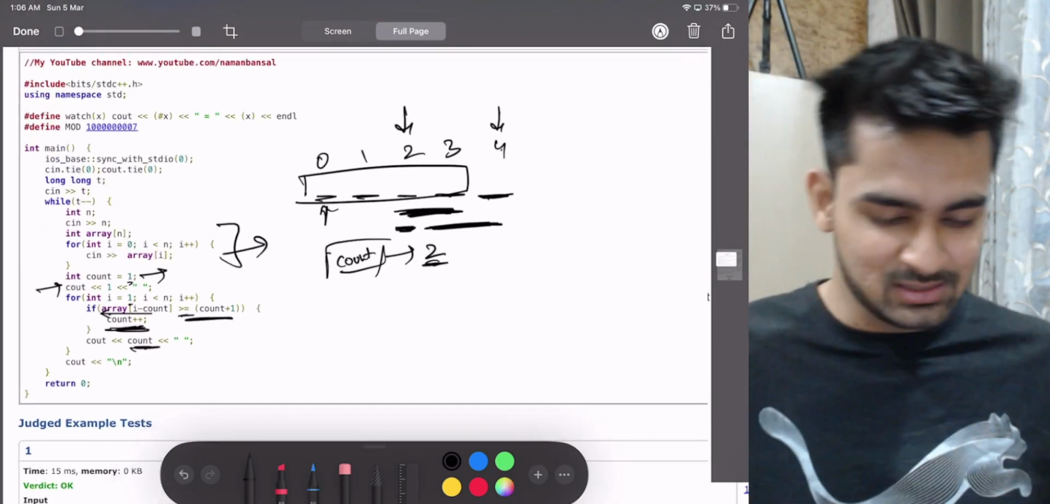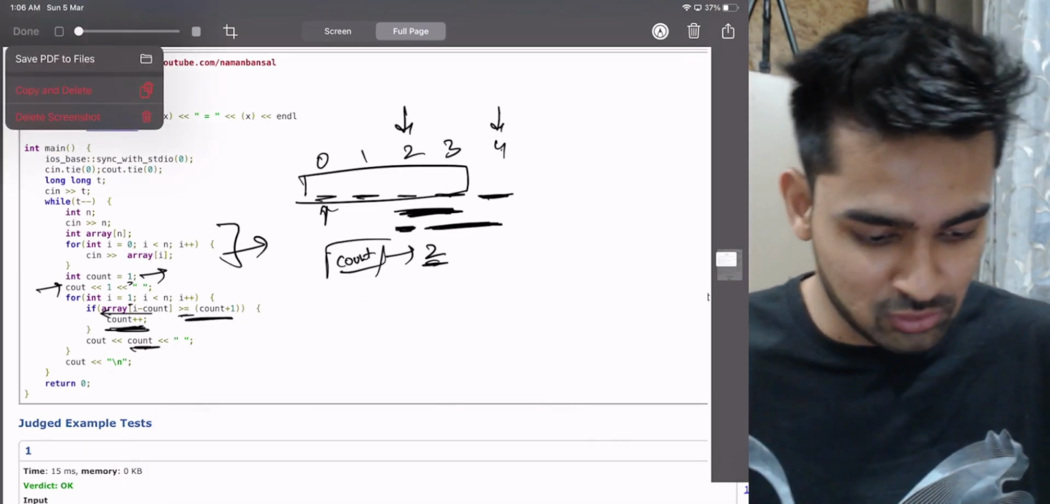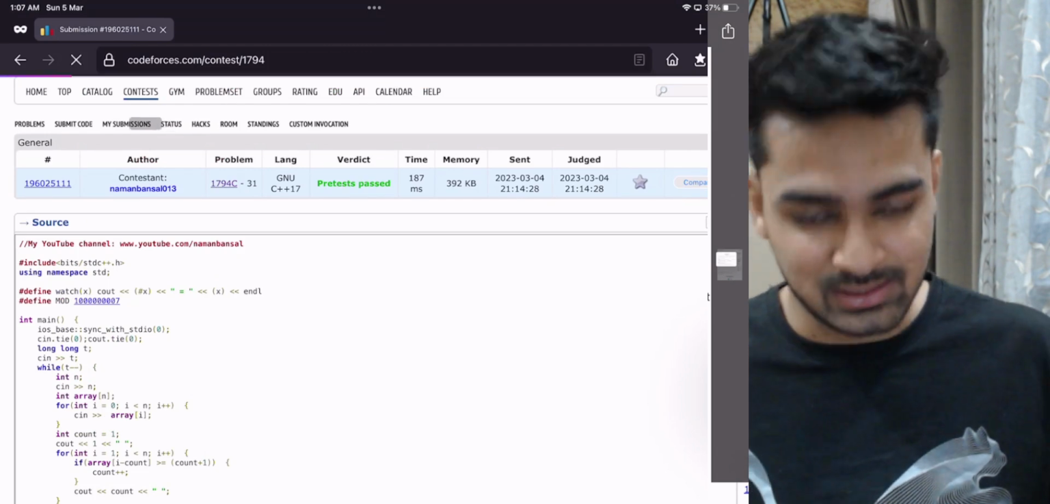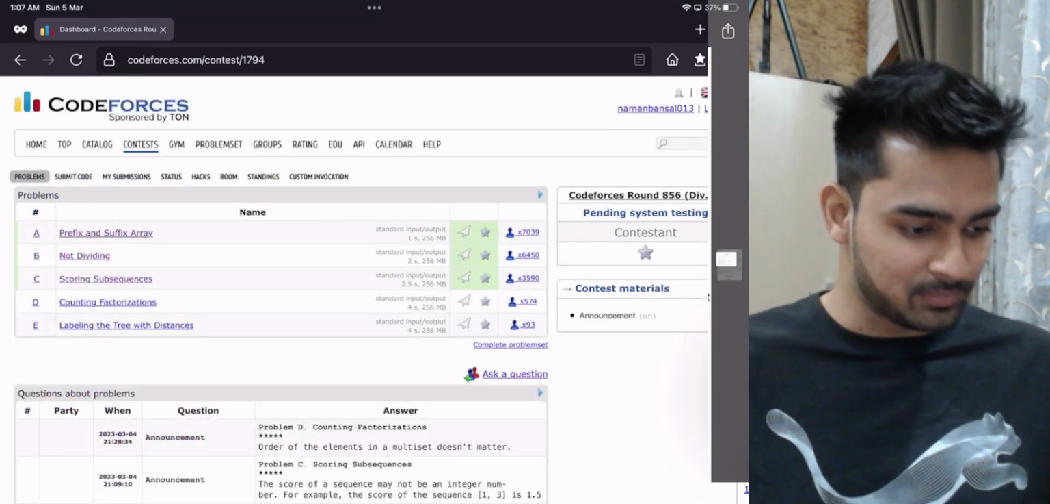So it's more like an intuitive problem, not much to implement in this one. All you have to do is think a little bit about how the constraints are given and everything, and that's all you have to do.